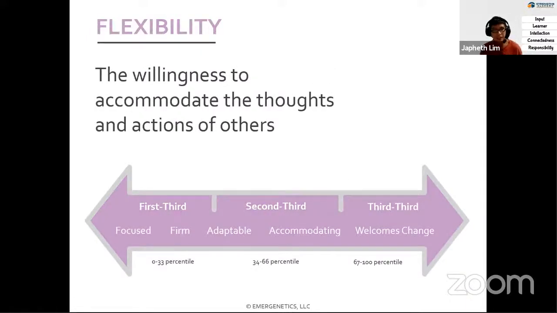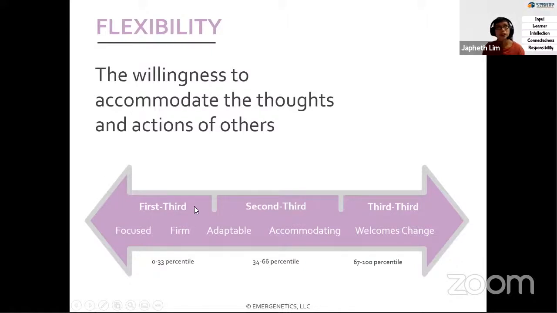Now, flexibility is the willingness to accommodate the thoughts and actions of others, right? Not your own actions. It is when others make the change. How willing are you to accommodate the thoughts and actions of others, right? So you have first third. If you're in first third, you tend to be more focused and firm. Okay, so it's a bit like that.